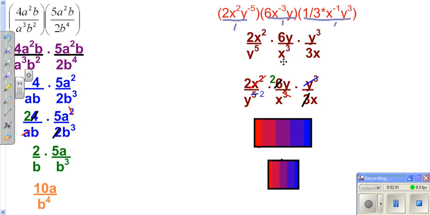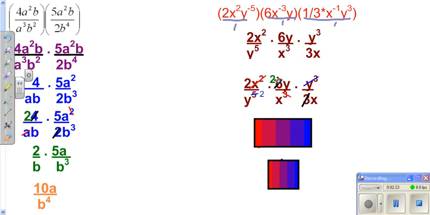So, we can do some simplification. Here, you'll notice you have an x squared and an x cubed, so you can simplify those down. Your x squared drops, leaving you with an x to the first. Here you have your y's. A y cubed drops with this y to the fifth, making it a y squared.